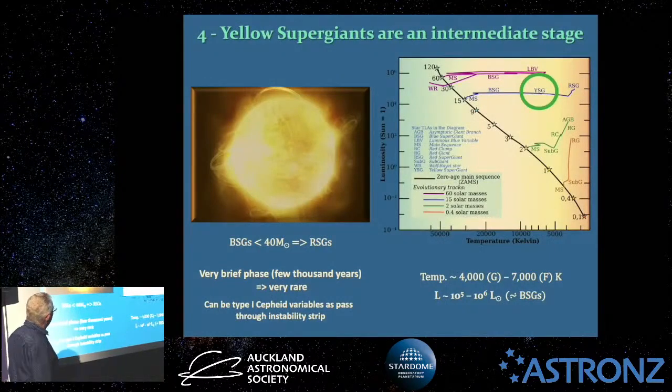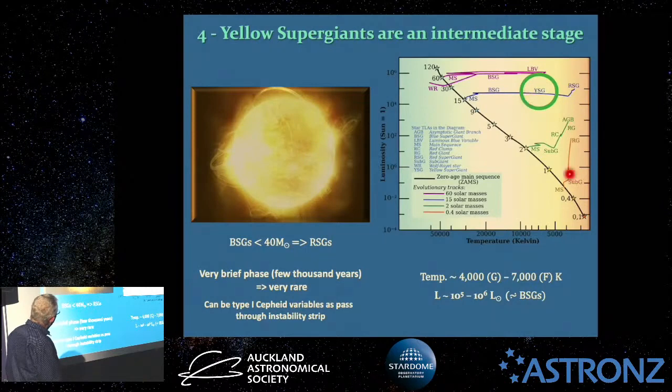These yellow supergiants, which we spoke about, as I mentioned, are a more intermediate phase, a very, very short phase. What that is, it's these blue supergiants slowly swelling out to become red supergiants. And they sit here. It's a very, very short phase, just a few thousand years or so. So that makes them even more rare.